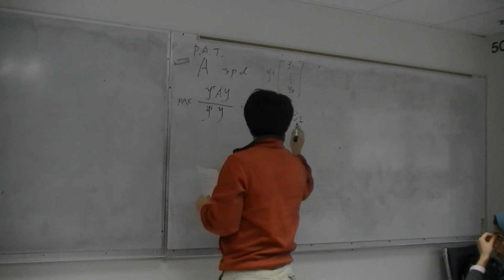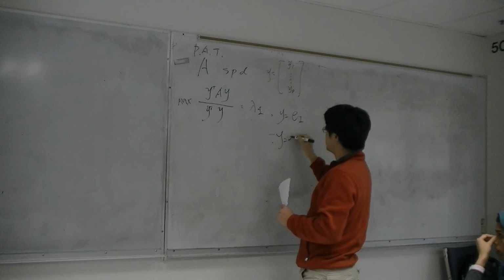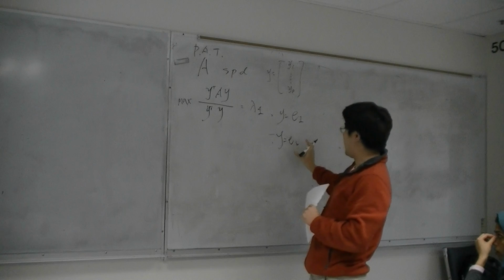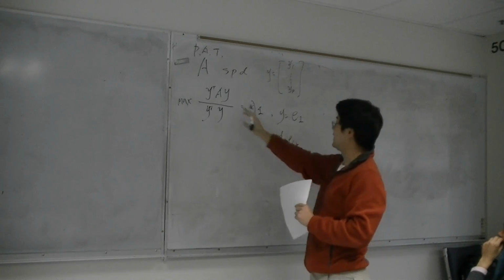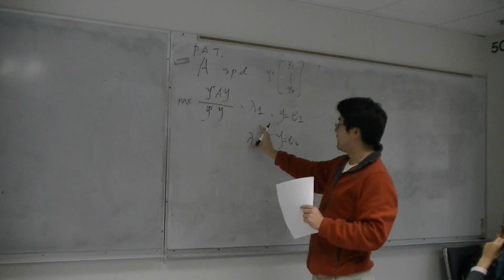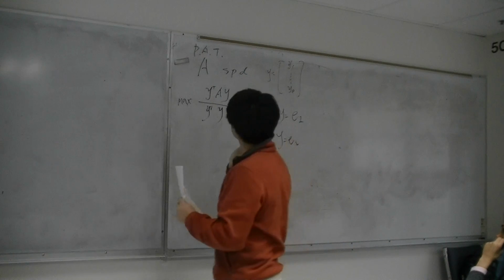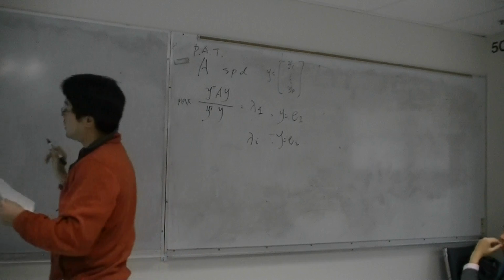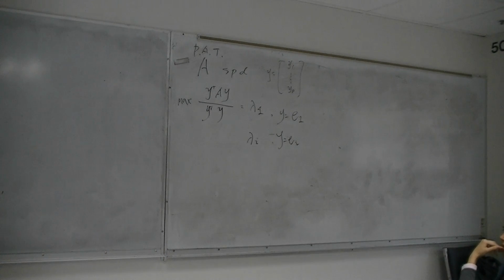Let me prove that first. If you take Y equal to the ith eigenvector of A, the value is going to be equal to the corresponding ith eigenvalue. This is the principal axis theorem. Let me show that first.